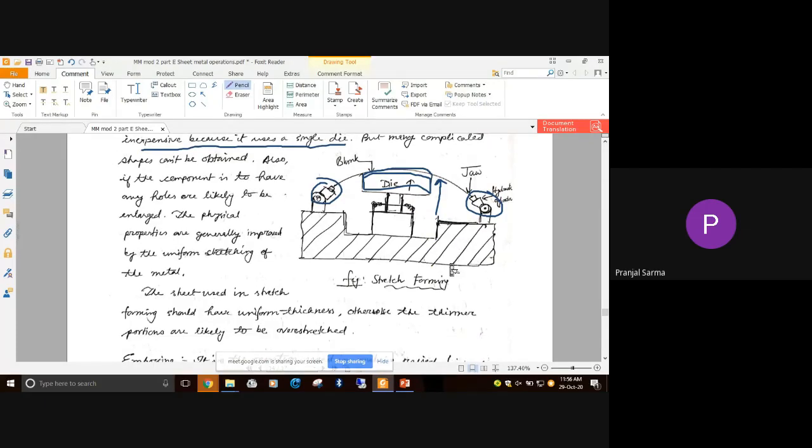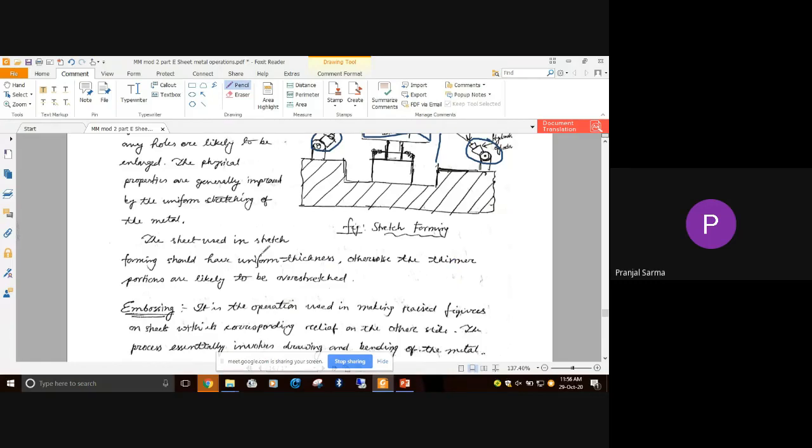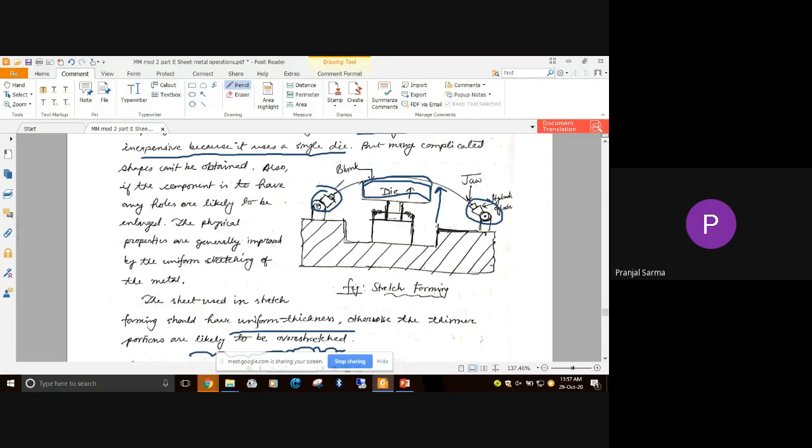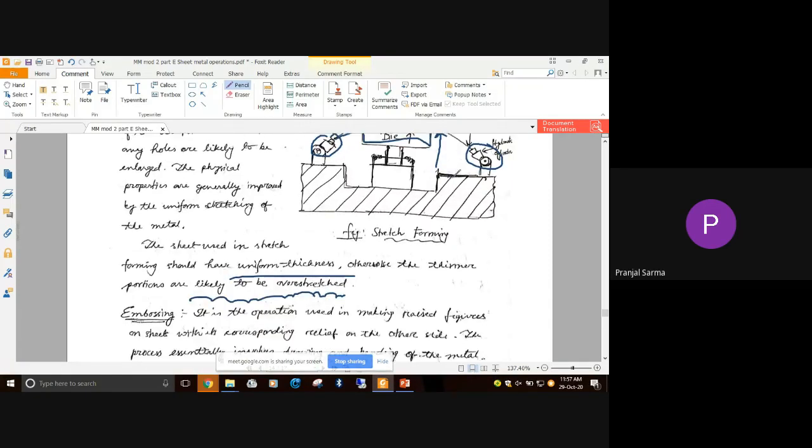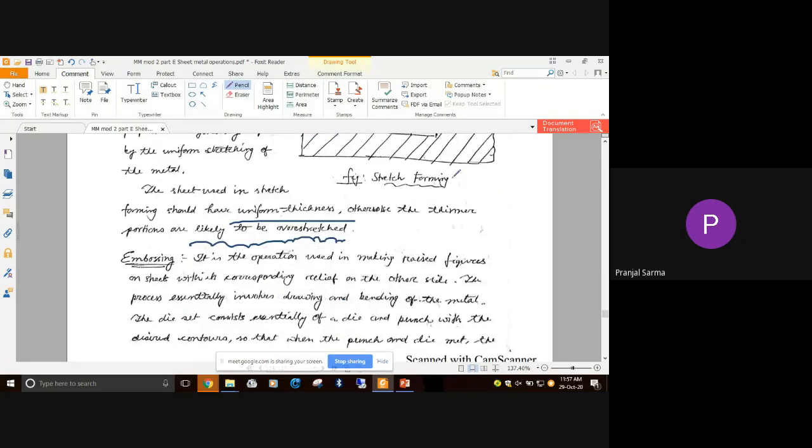Next, the sheets that we use in this forming have to be uniform in thickness. Otherwise, the thinner portions are likely to be overstretched. That is another limitation, so uniform thickness should be there. If somewhere the metal is thick and in another portion the thickness is less, the thinner portion will be overstretched, so you will not get a uniform final product. So that is basically about stretch forming. Understood?